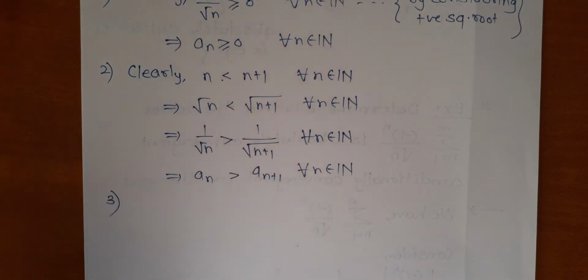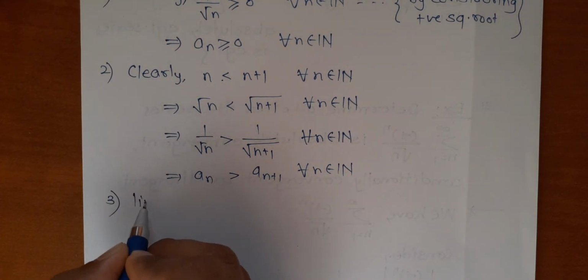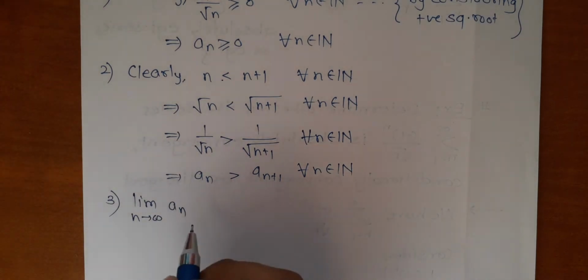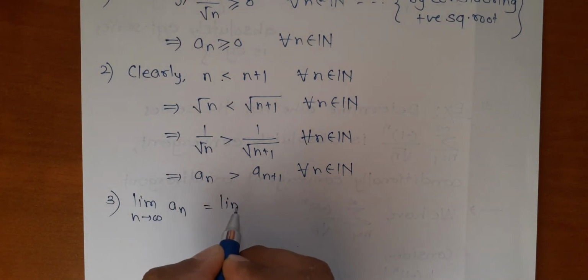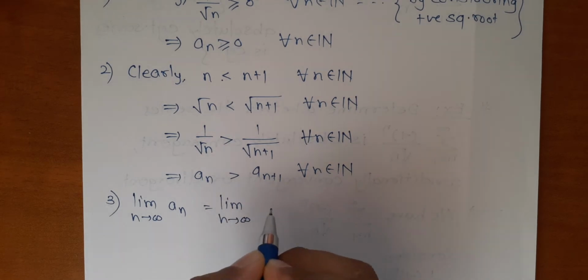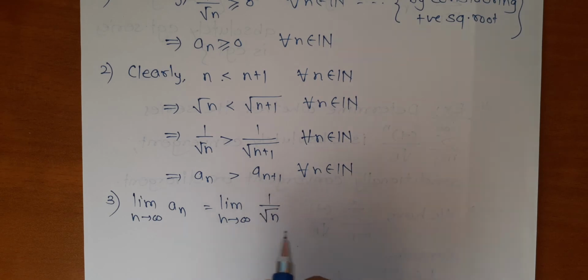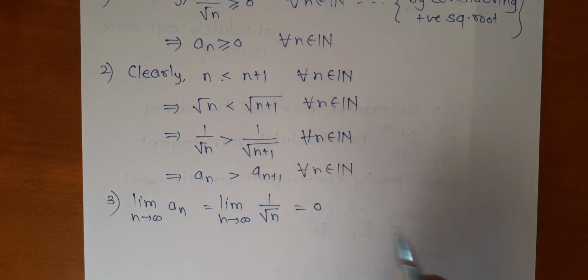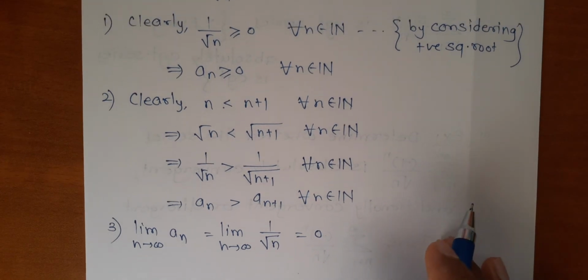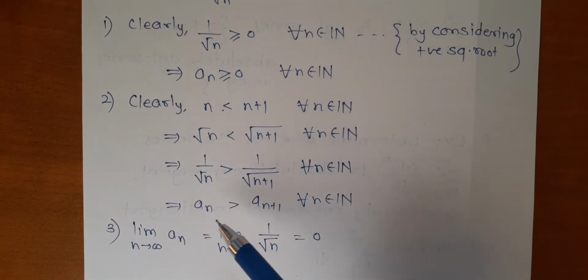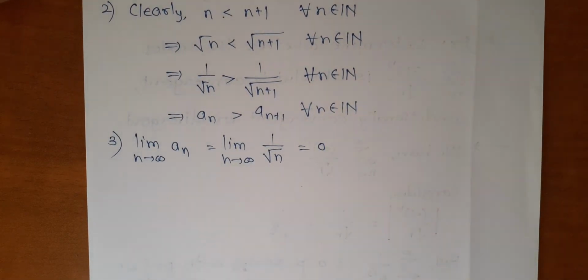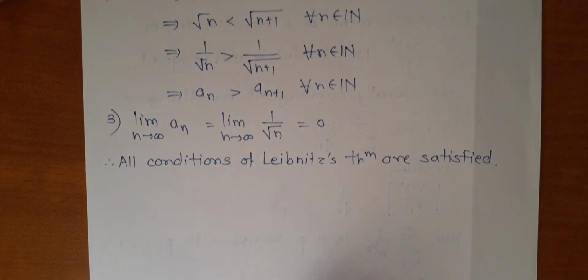The third condition of the Leibniz test is limit n tends to infinity of bn should be 0. So let us see what is its limit. Limit n tends to infinity, what is our bn? This is 1 by root n. If I put infinity here, 1 upon infinity, you will have 0. So all three conditions are satisfied: bn is non-negative, it's decreasing, and the limit is 0. So all conditions of the Leibniz theorem are satisfied, therefore we can apply the Leibniz theorem.